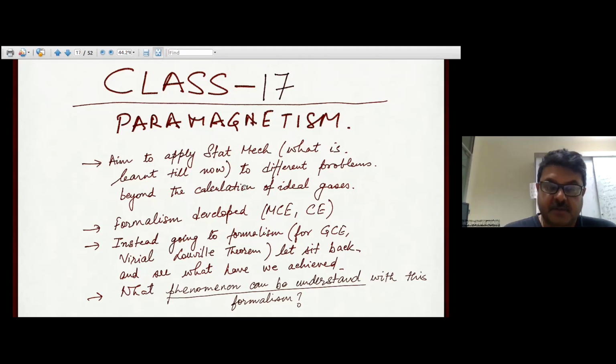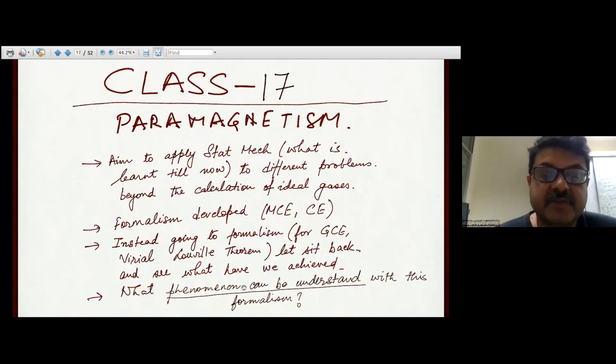So that's what the aim of the next 2-3 classes is going to be. All right. So the other thing is there are some more formalism aspects to be discussed, for example, Liouville theorem, virial theorem, H theorem, also the grand canonical ensemble. But what we're going to do instead is focus on applying the formalism to a few classes of different systems, so that you get a more hands-on feeling for how to use StatMech and what it is useful for over and above the ideal gas.